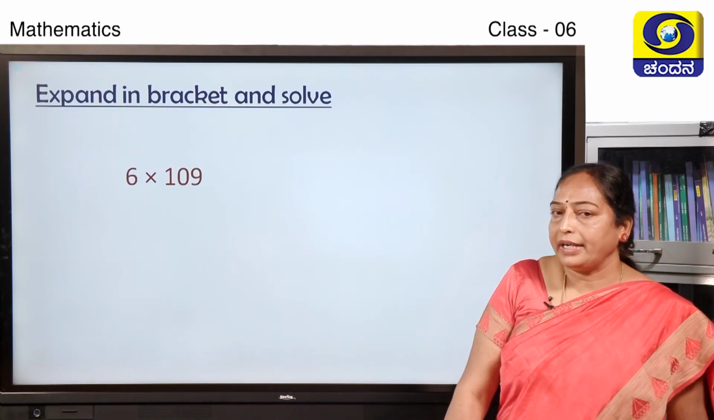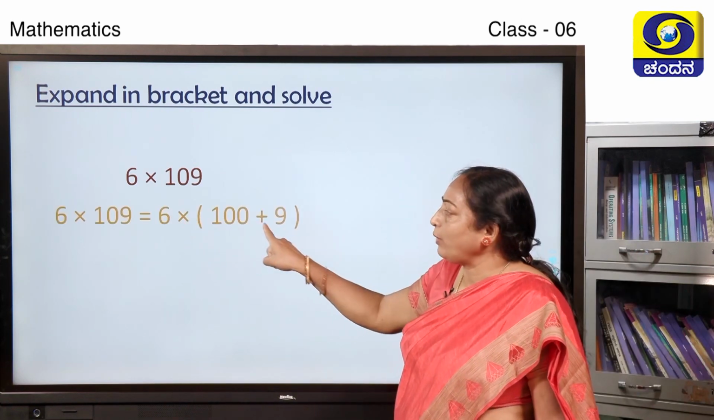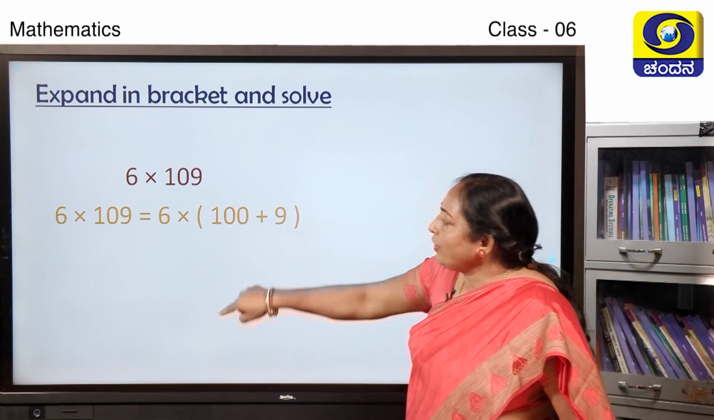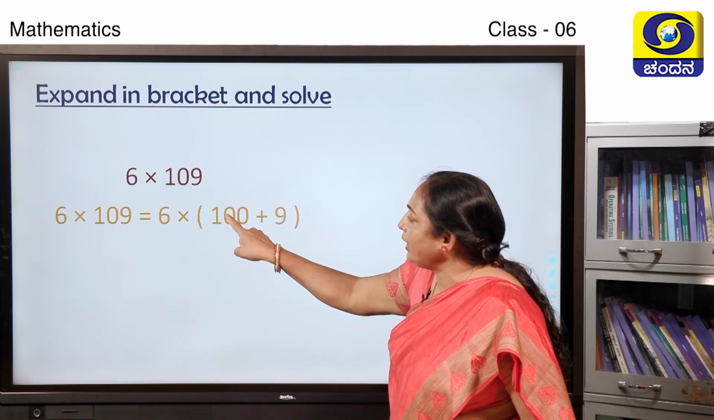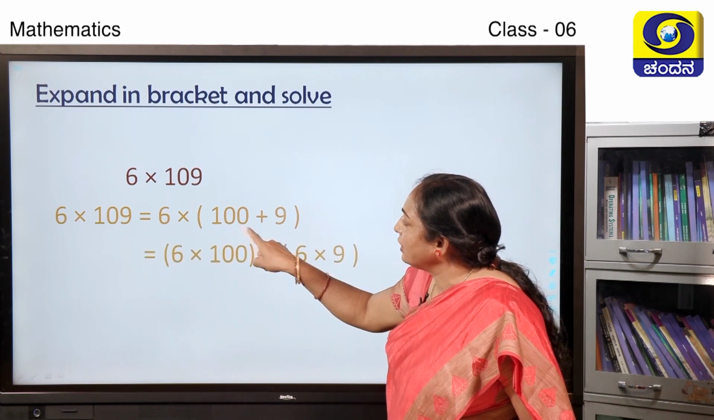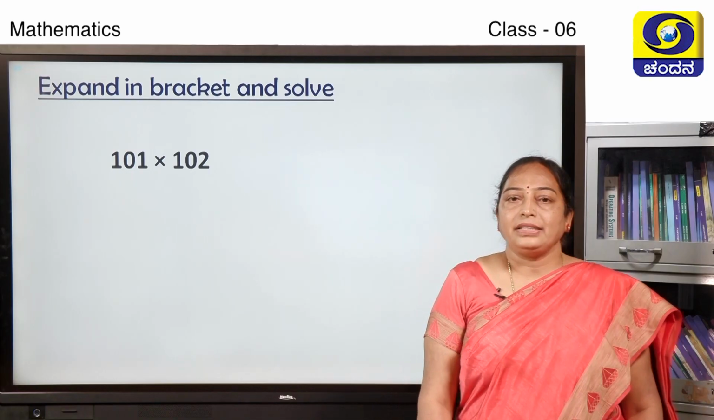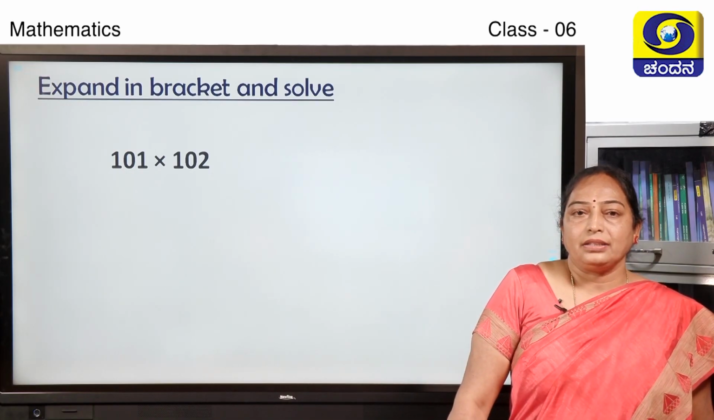6 into (100 plus 9). Again we can simplify this. How do we simplify? 6 into 100 plus 6 into 9. Again, what is inside the bracket here? 6 into 100, that is 600, plus 6 into 9, 54. By adding 600 and 54, we get 654. We understand how to expand in bracket.